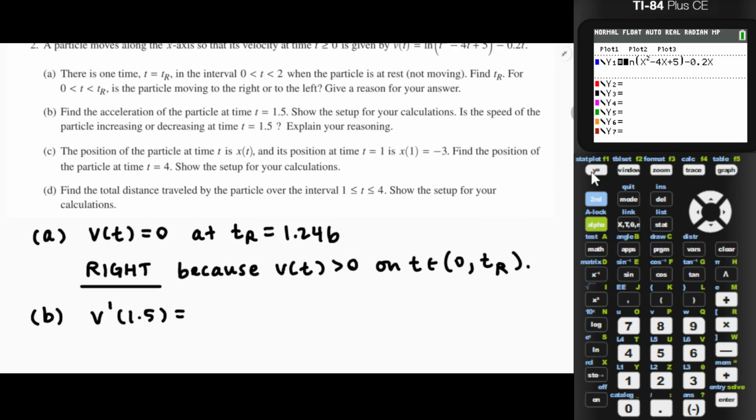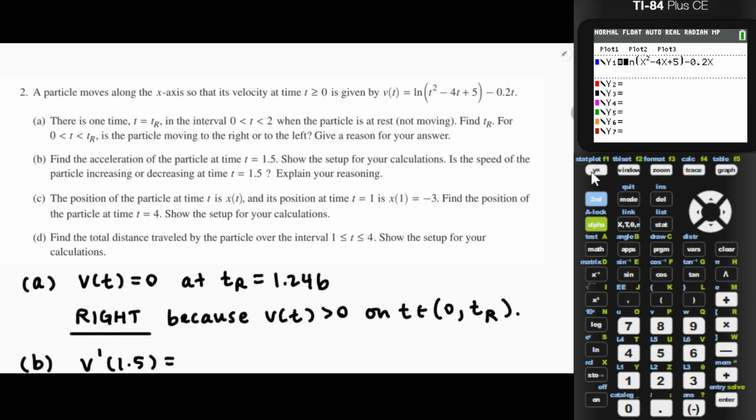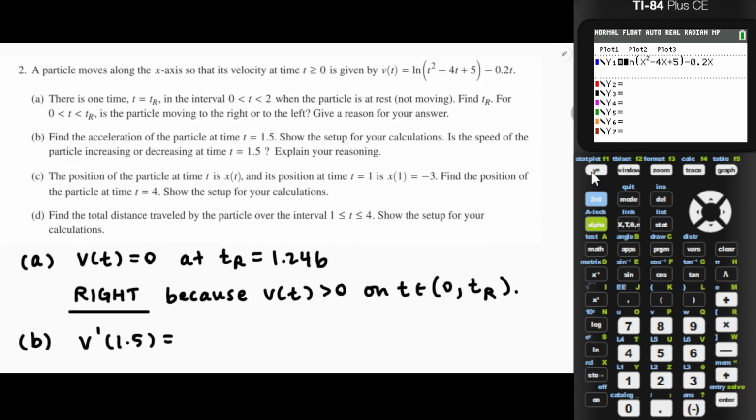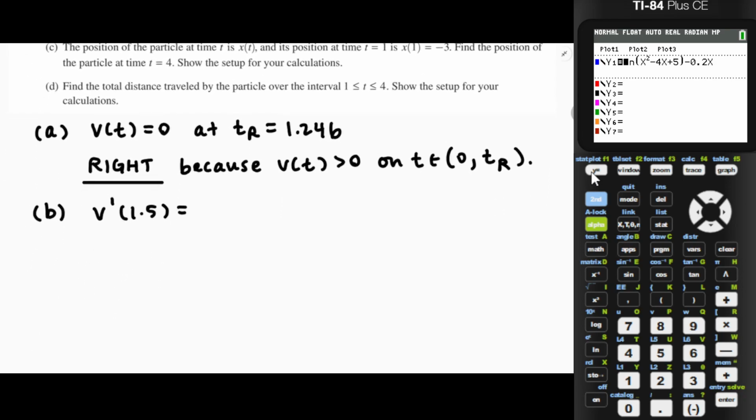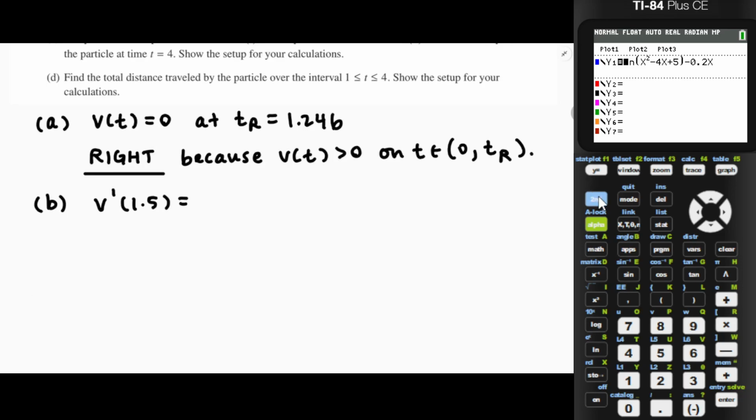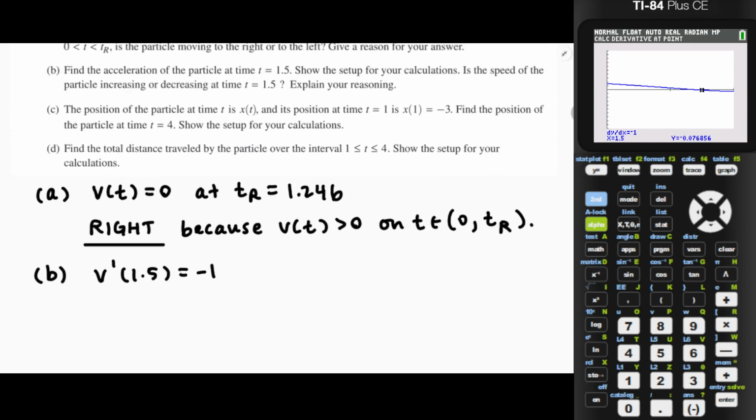Okay, that's unexpected. Let me go back in here and make sure. Okay, 2x minus 4 over that, minus 0.2. There must be something going on there, but just because I'm kind of curious, dy dx at t equals 1.5 is going to be -1. Sure enough. Okay, so equals -1. Okay, I've got a negative acceleration.